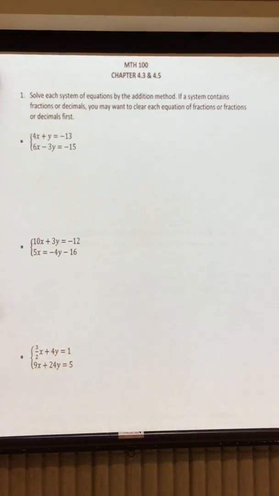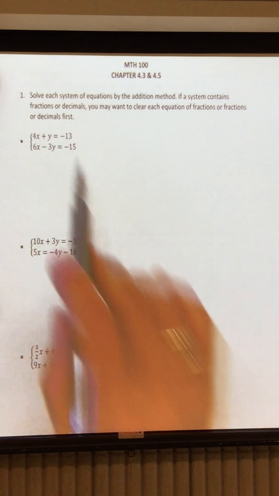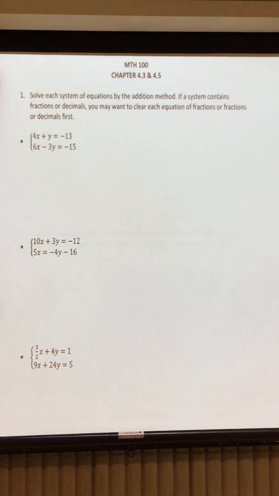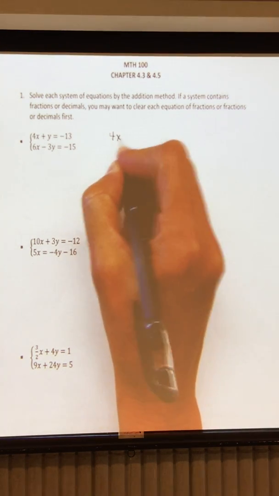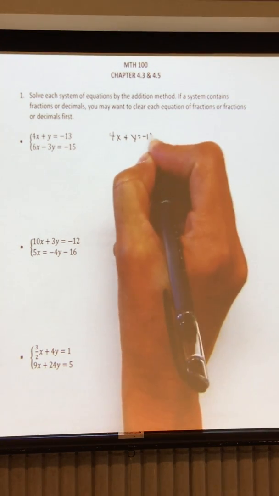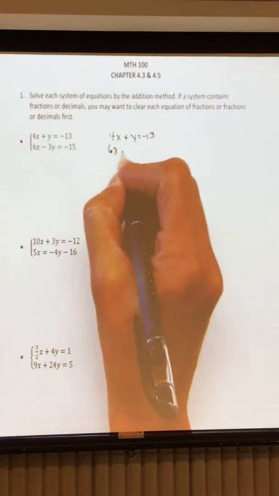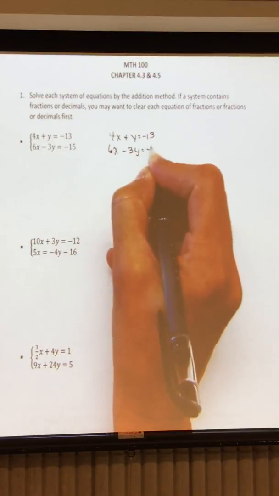Let us begin Chapter 4, Sections 3 and 5. Problem number 1, solve each system of equations by the addition method. Problem number 1, you have 4x plus y equals negative 13, and 6x minus 3y equals negative 15.